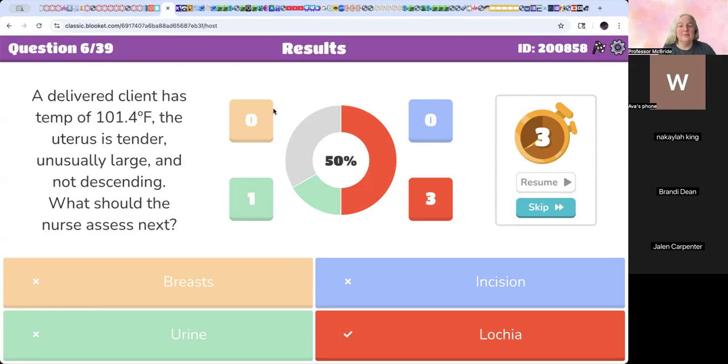I was just going to say, when they mean the atony, it's not firm, it's kind of boggy still, so she can be at risk for hemorrhage still, but you still want to assess her by the amount of blood, the color, and the odor.